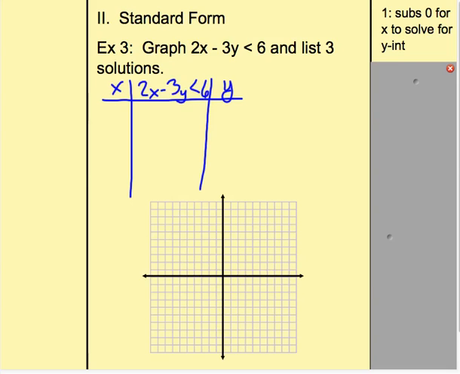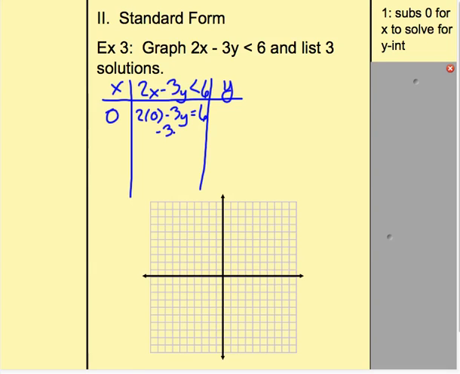So if we substitute 0 for x and then solve for y, really we're solving for where the line 2x minus 3y equals 6 would cross the y-axis. You can change the inequality to an equal sign when you're solving for the intercepts. But remember, when we graph, you have to think about solid or dotted line and shading. So don't forget that it was an inequality.